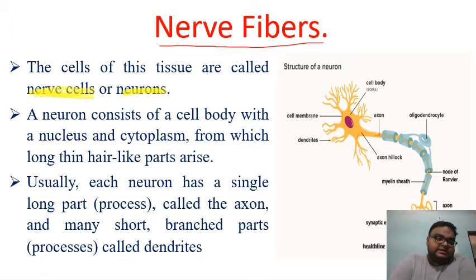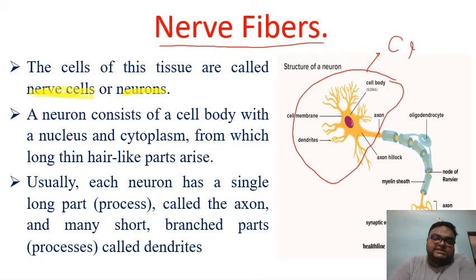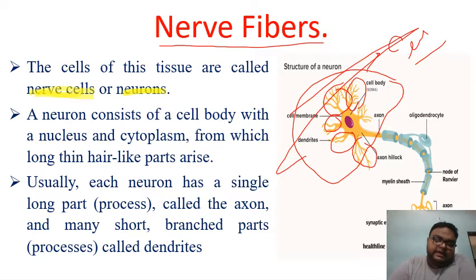Okay, students? So the neuron consists of, when you look at this picture, you will find that the neuron consists of a cell body. This complete portion is called the cell body, and from the cell body arise these processes. Can you see these tree-like branches here? Yes, students?